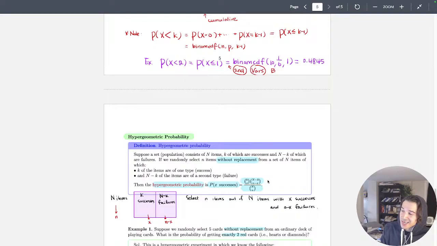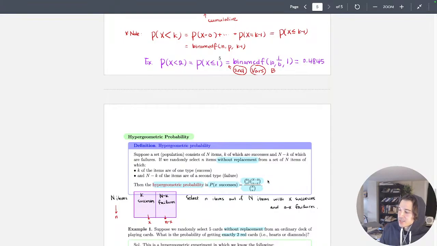What's the probability of getting exactly 2 red cards, i.e. hearts or diamonds? So there are 26 red cards in our 52 card deck. So K is 2, right? Well, there's K successes, no. So K is 26. X is going to be 2. And big N minus K is going to be 26 as well.